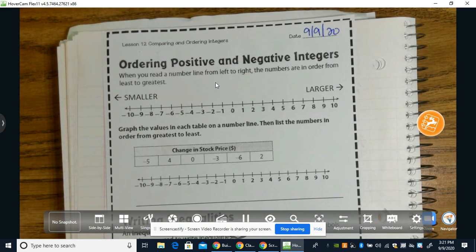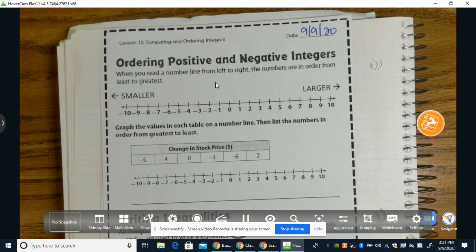When we're ordering positive and negative integers, integers are positive whole numbers and their opposites, which would be their negative counterparts. And when we order them, it's really good to put them on a number line. And this is an integer number line.